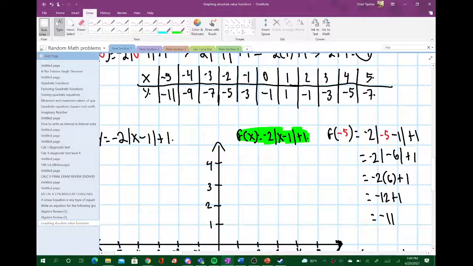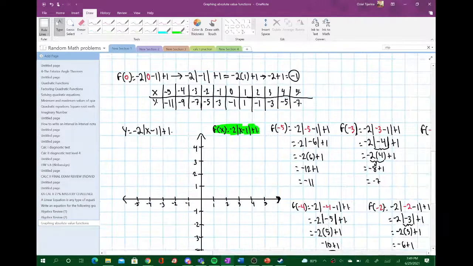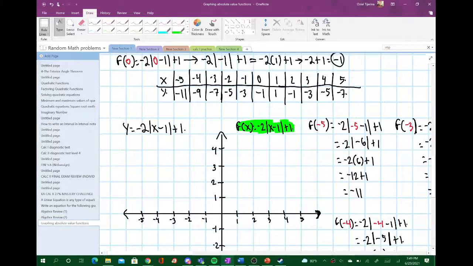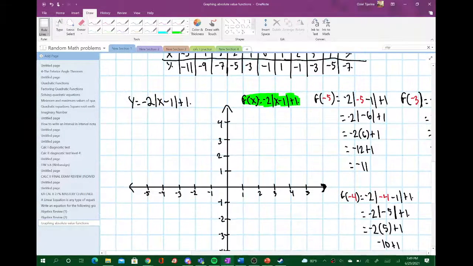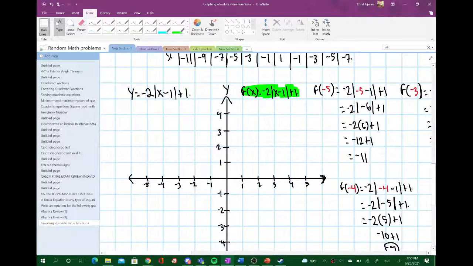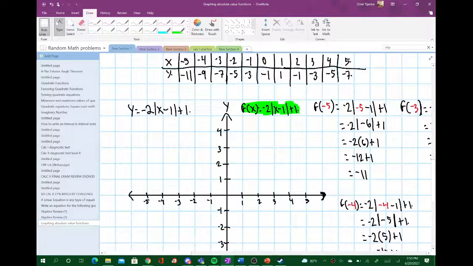Now let's go ahead and plot these, right? And like I said, sometimes an XY table takes a lot longer, or most of the time it takes a lot longer than doing it by vertex form, right? So we have negative 5, negative 11. Obviously, negative 11 goes really low on the grid. So if you look at your minimum for the y value, here's the y-axis, and the minimum, meaning the lowest point, is negative 4, and the highest point is 4, right?